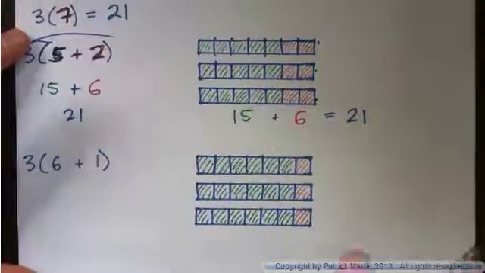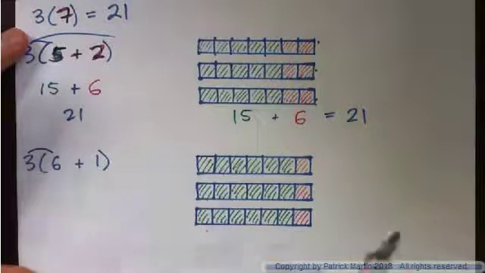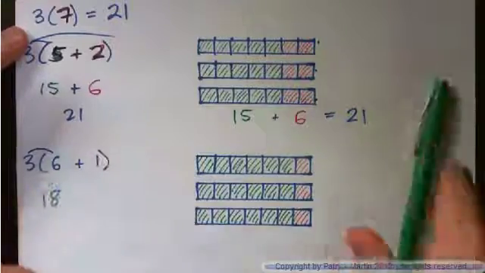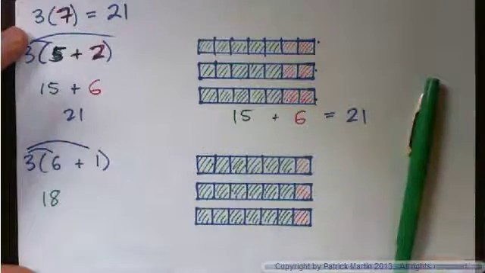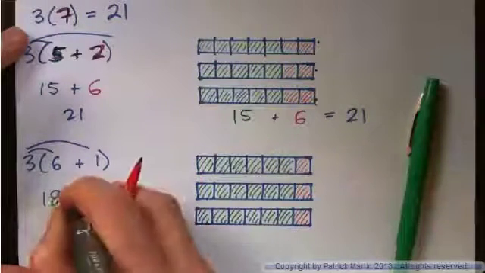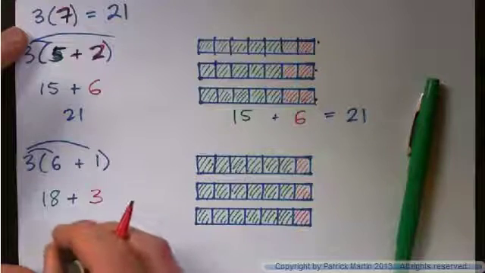But if I use the distributive property, please write this down and then go 3 times 6 is 18, right? And what's 3 multiplied by 1? 3 multiplied by 1 is 3. And what's 18 plus 3? It is 21.